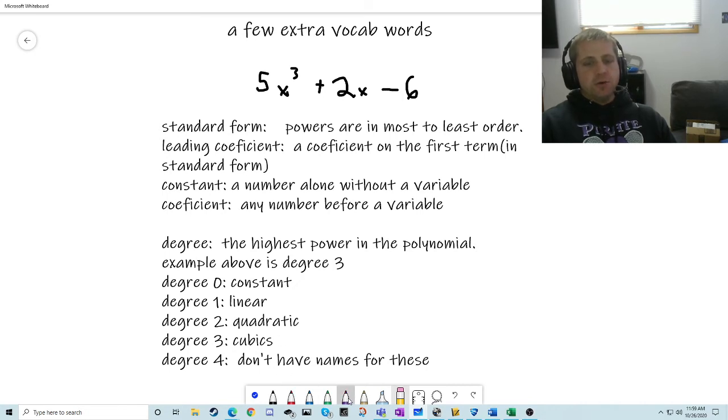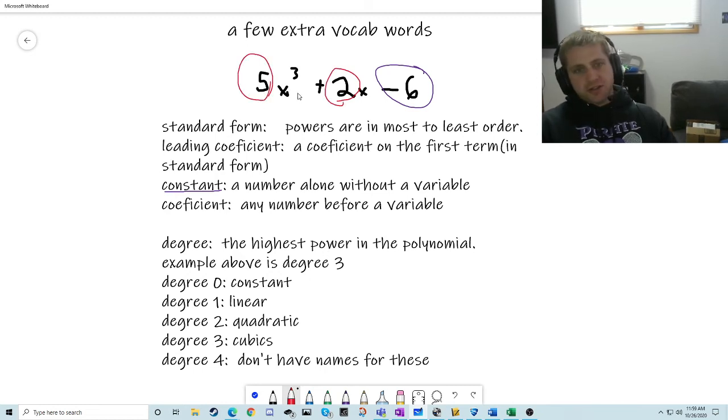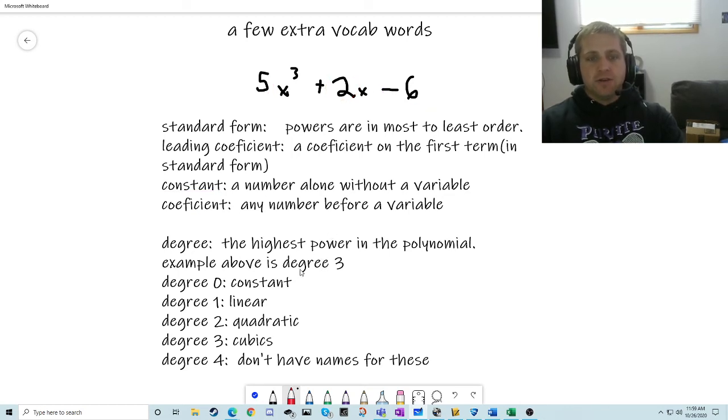Leading coefficient. Well, actually, let's first talk about constant and coefficient. A constant is a standalone term. It's constant because it's not changing. A coefficient is a number that's attached to it. Co means with, so it's a number that's with the variable. So constant is purple, coefficient is red. A leading coefficient is going to be the first one, if the polynomial is written in standard form. As long as it's written right, it's going to be the first one you see.